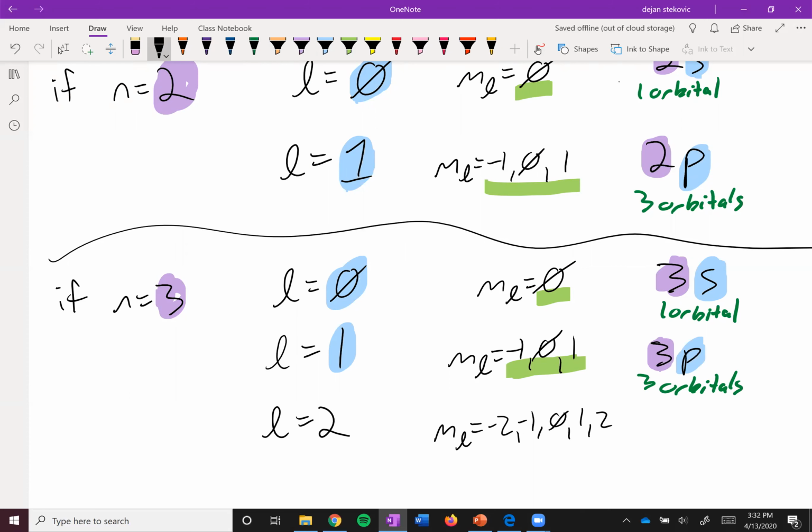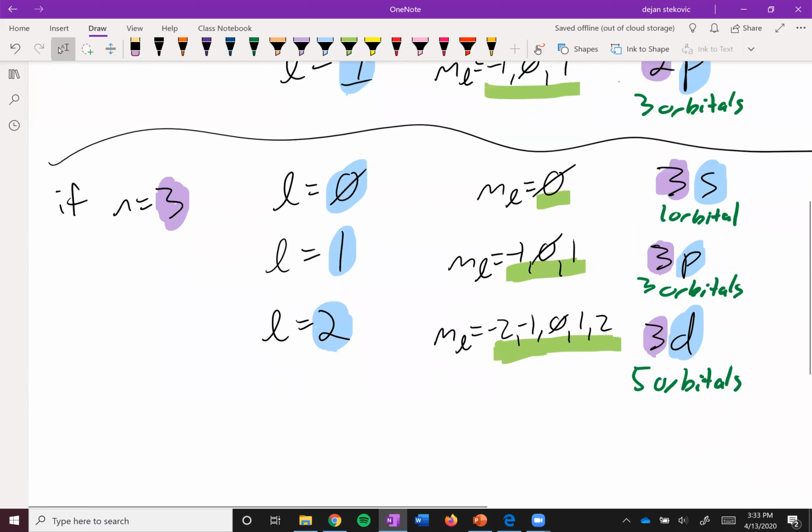And then finally, this one down here, we would call this a 3d orbital. Again, the 3 coming from the fact that n is equal to 3, the d coming from the fact that L is equal to 2. How many of them are there? Well, take a look at m sub L. There's 5 values possible, so there's 5 orbitals.